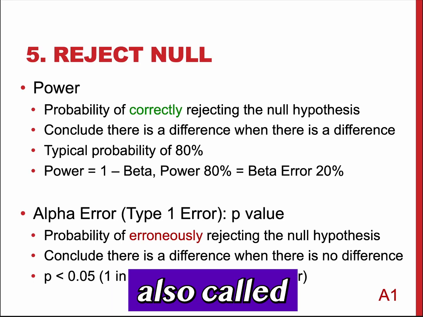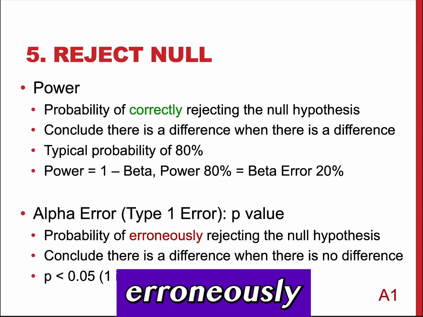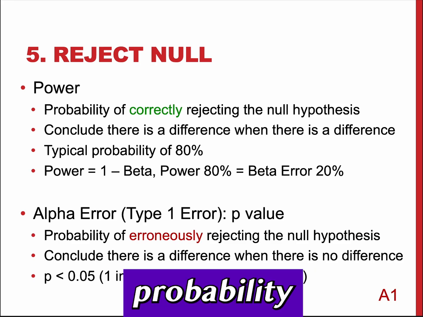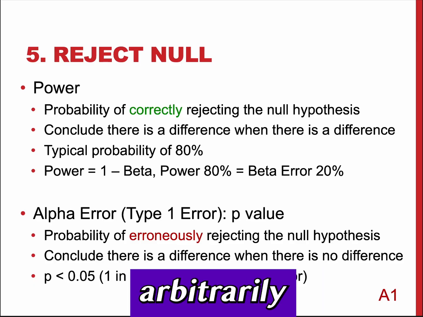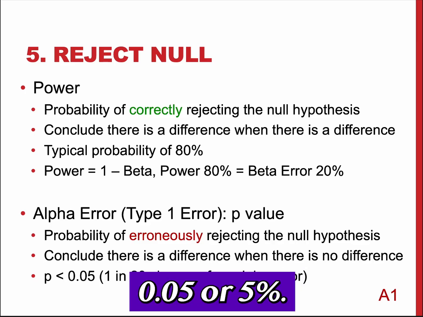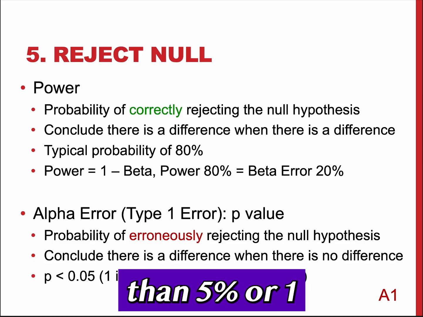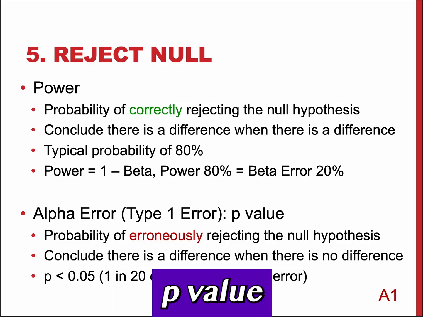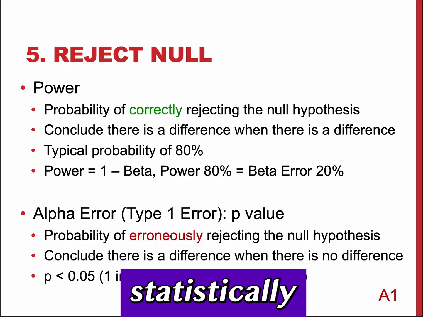An alpha error is also called a type 1 error and is expressed by a p-value. An alpha error is a probability of erroneously rejecting the null hypothesis. Alternatively, an alpha error is the probability of concluding there is a difference when there is no difference. We have somewhat arbitrarily set a standard probability of an alpha error to be acceptable at a level of less than 0.05 or 5%. This can be thought of as a less than 5% or 1 in 20 chance that there is no difference when we conclude there is a difference. For a p-value of less than 0.05, we reject the null hypothesis and conclude there is a statistically significant difference.